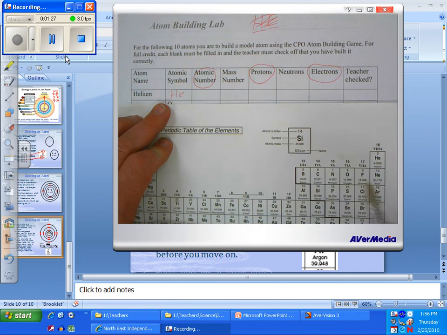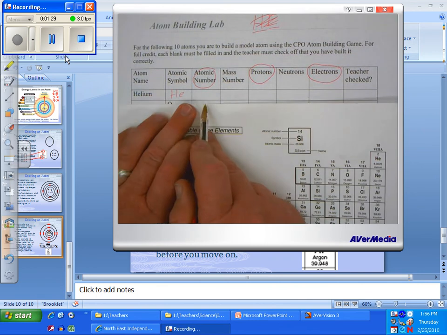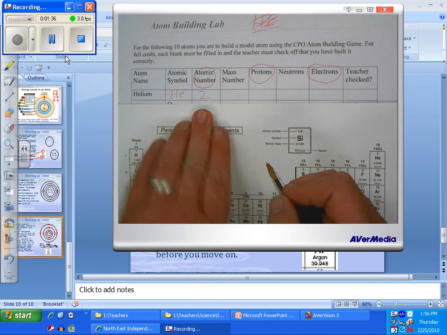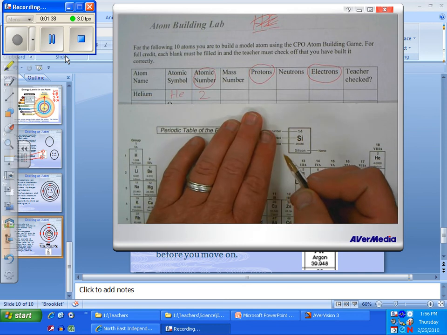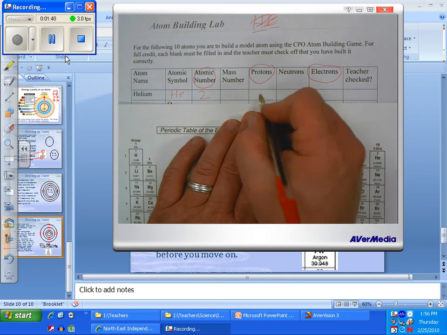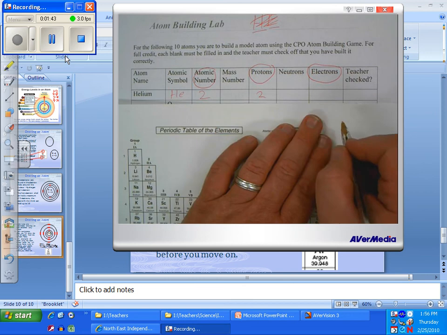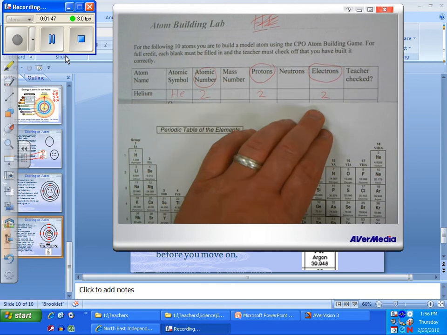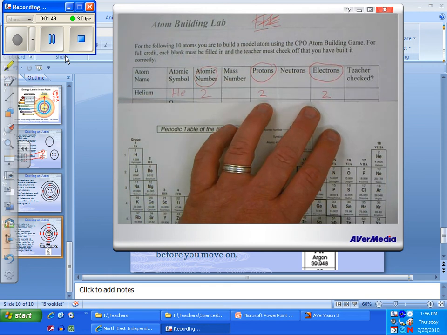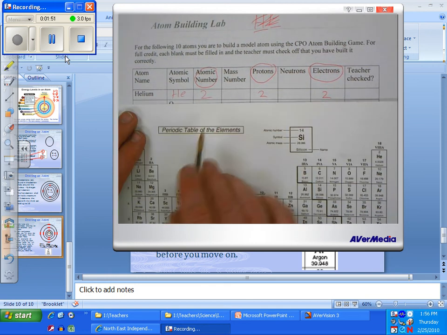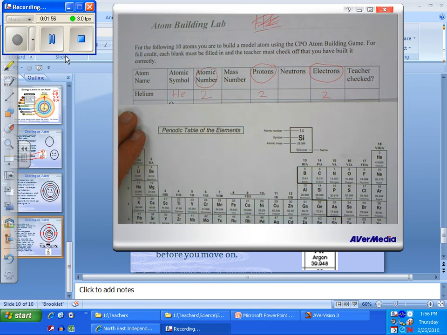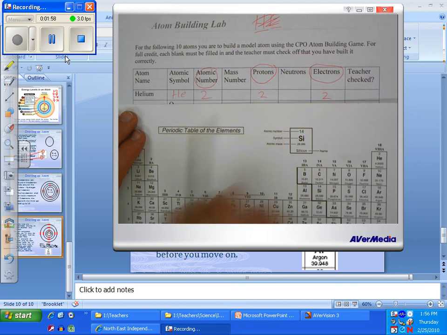Now, atomic number for helium is 2. Now, if that is 2, what is my protons going to be? 2. What will my electrons be? 2. Remember, we're dealing with a neutral atom, so these two numbers are going to match. Okay? And the atomic number, so whenever I figured that one out, I can fill in that one, and that one every time. So you might want to circle those 3 things, just so you have that.